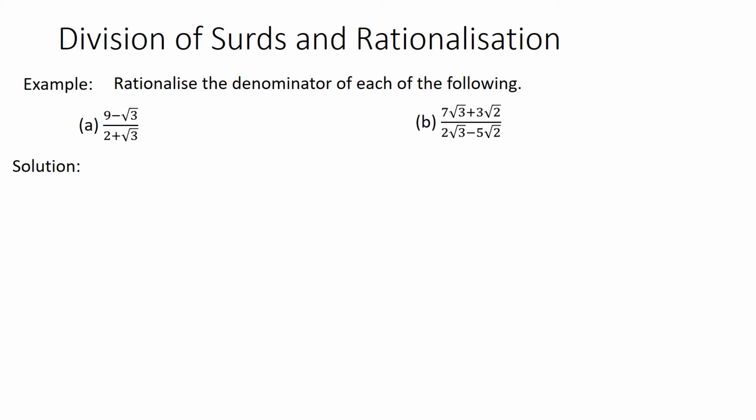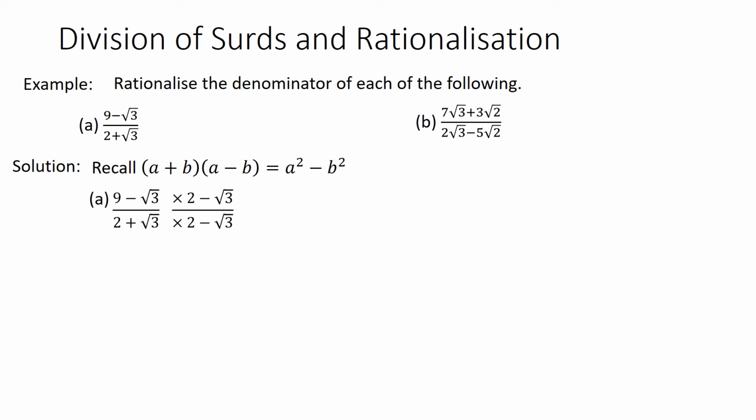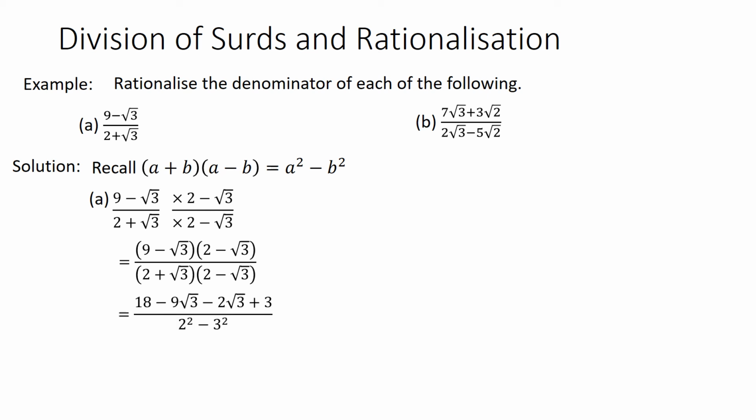To answer this question, recall that a plus b times a minus b equals a squared minus b squared. Hence, for A, 9 minus surd 3 over 2 plus surd 3, we can multiply 2 minus surd 3 for the top and the bottom, and this is what we get: 9 minus surd 3 times 2 minus surd 3 over 2 plus surd 3 times 2 minus surd 3. Now we can expand the bracket. We get this, and we simplify it, we will get 11 surd 3 minus 21 over 5.